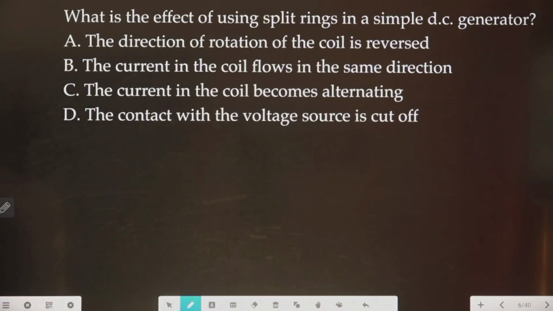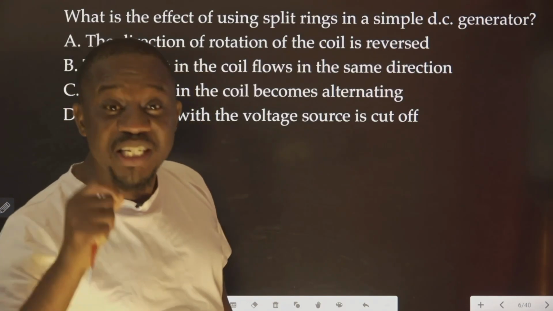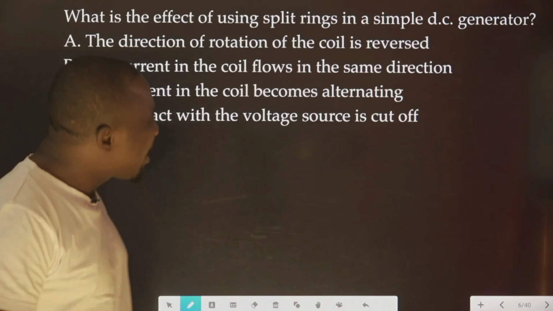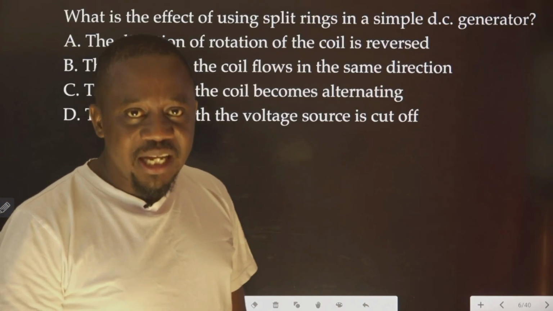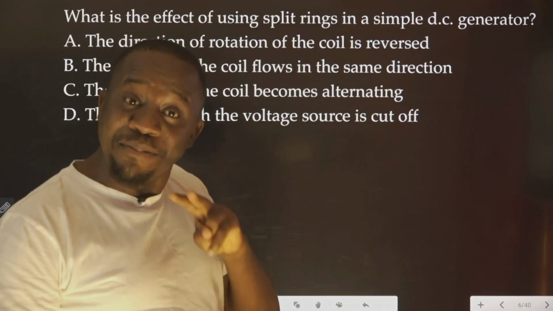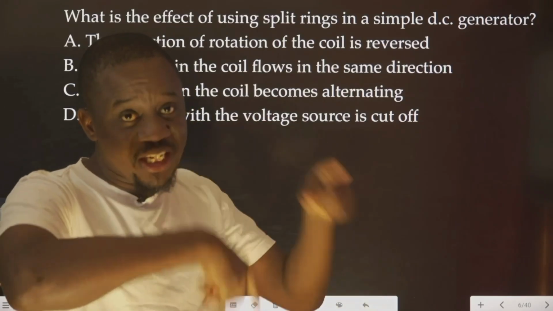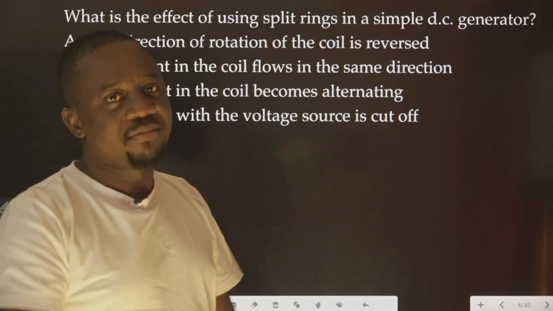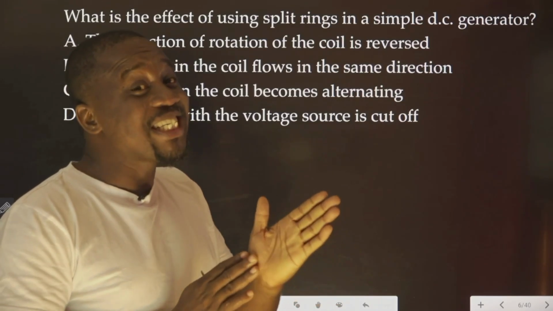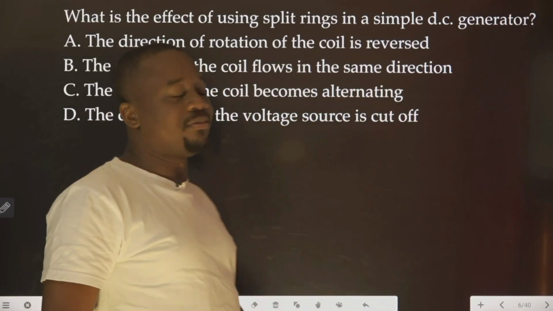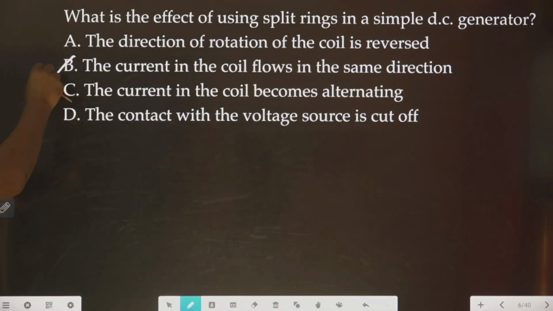It says what is the effect of using split rings in a simple DC generator? When you put a split ring, the current in the coil flows in the same direction. This is DC. If it was AC, you use 2 slip rings for reverse movement, because it's alternating current. But this is DC, direct current. So because it's direct current, the current in the coil flows in the same direction. Okay?